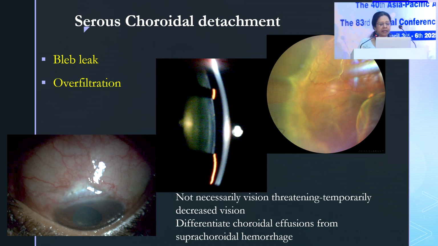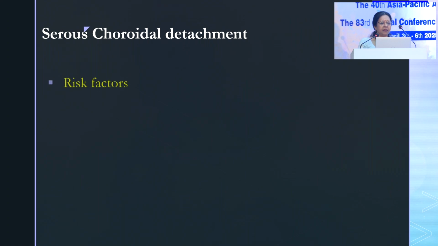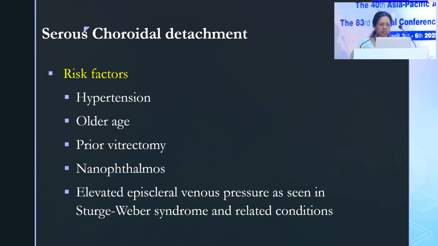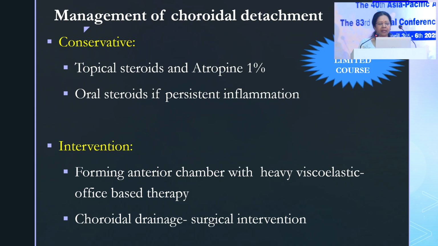Then serous choroidal detachment occurs following these complications, bleb leak and overfiltration. And you don't have to panic when you see choroidal detachment. It's not vision threatening, though temporarily it can cause a decrease in vision. Very important, you need to differentiate choroidal effusion from suprachoroidal hemorrhage, which is more dangerous. Sometimes you do a good surgery and in spite of that serous choroidal detachment occurs. The risk factors are hypertension, older age, prior vitrectomized eyes, nanophthalmos, and elevated episcleral venous pressure as seen with Sturge-Weber's and other related conditions.